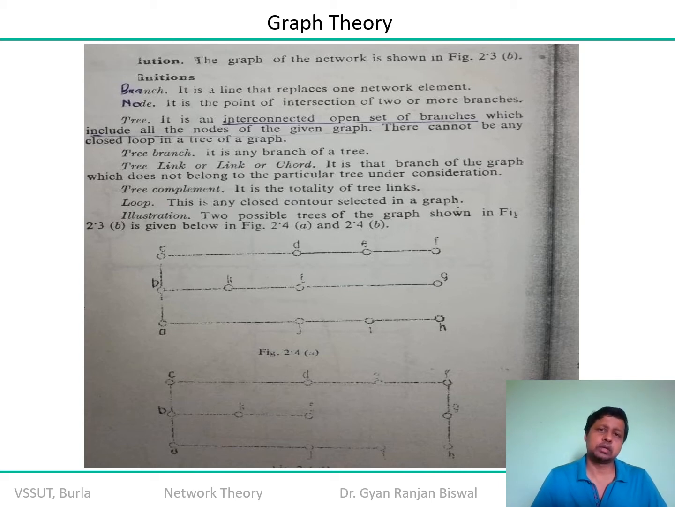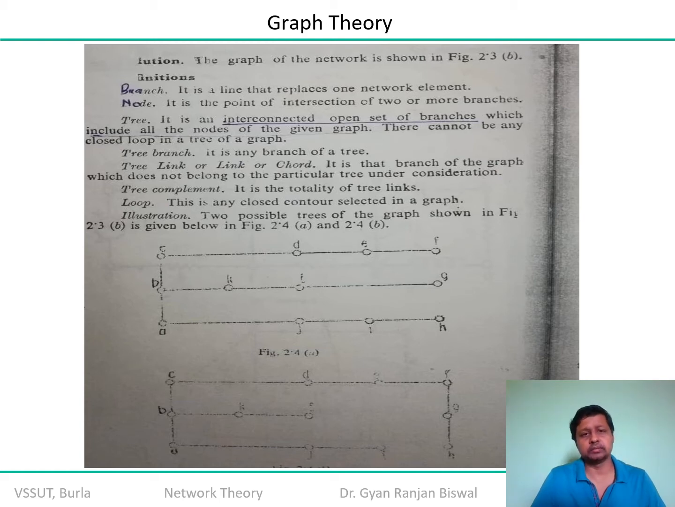So sometimes we will come across a term that is the branch. It is the same term we used in the mathematical modeling for the graphical analysis. Basically, it is a line which replaces one network element. For example, if you see in this demonstration, there is a node C and a node D. C and D are connected through a hard line.